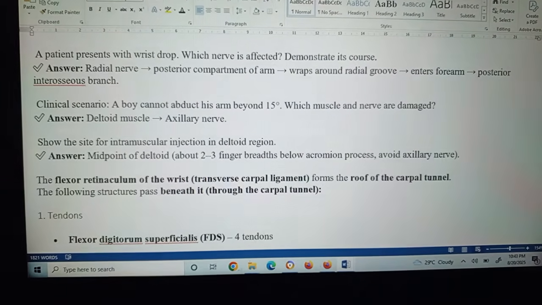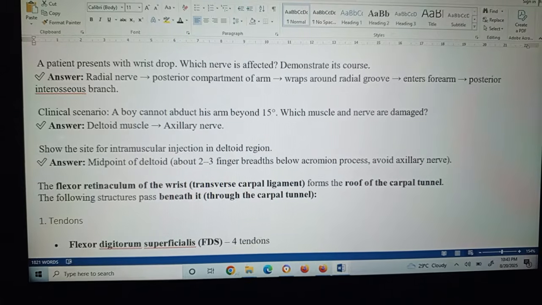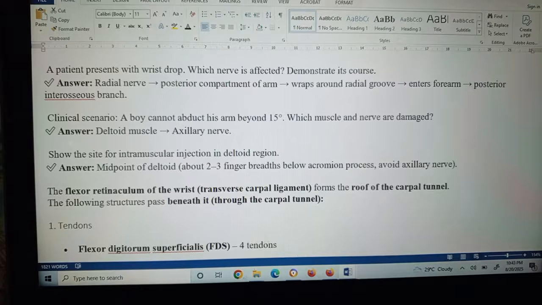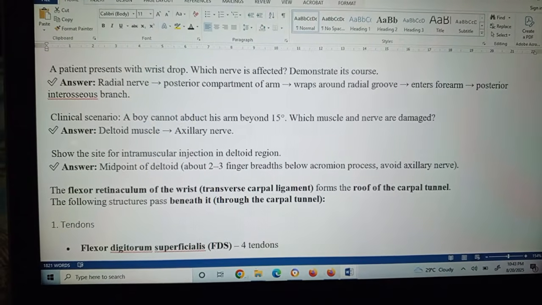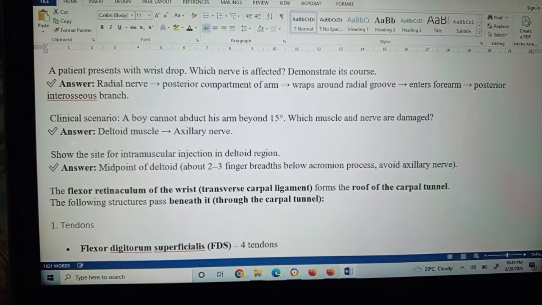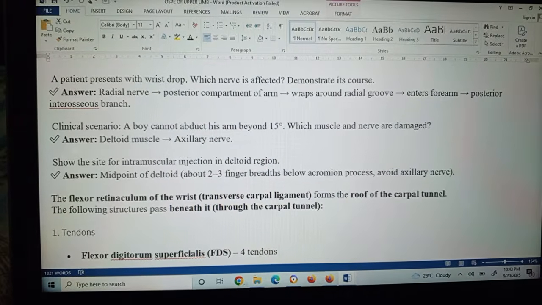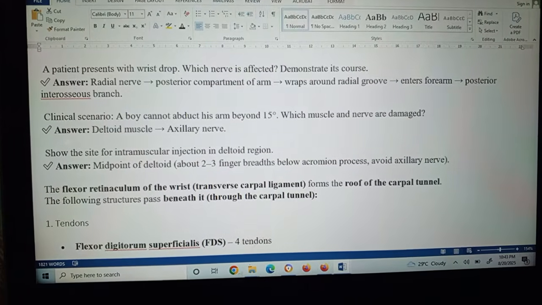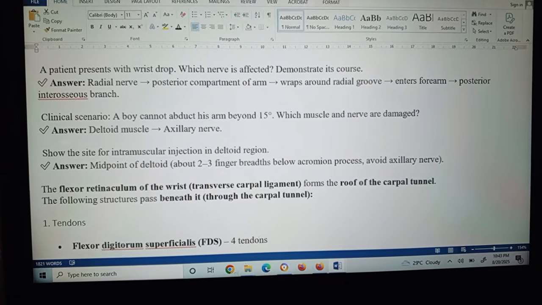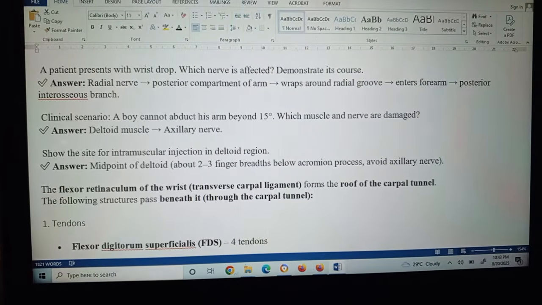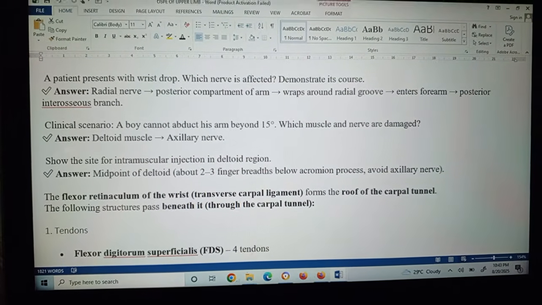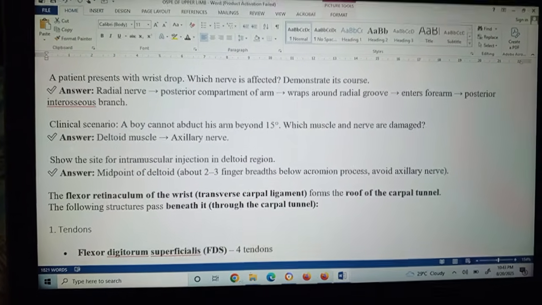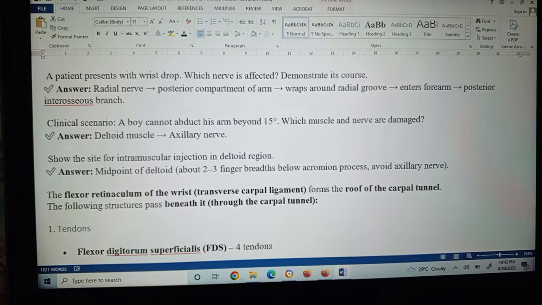Now I have already told you that abduction beyond 15 degrees is performed by the deltoid muscle, which is supplied by the axillary nerve. Show the site for IM injection. It is at the midpoint of the deltoid, about 2 to 3 fingers below the acromion process. Avoid the axillary nerve, which can get damaged, as it is present near the surgical neck of the humerus. So try to avoid injury to the axillary nerve.